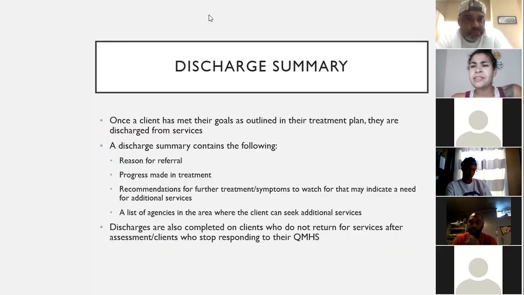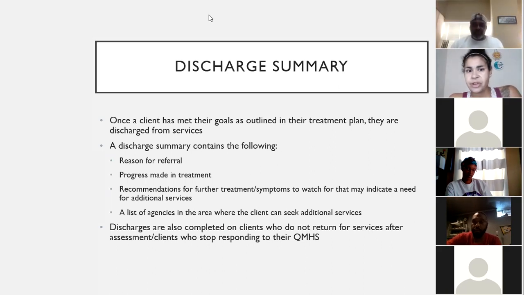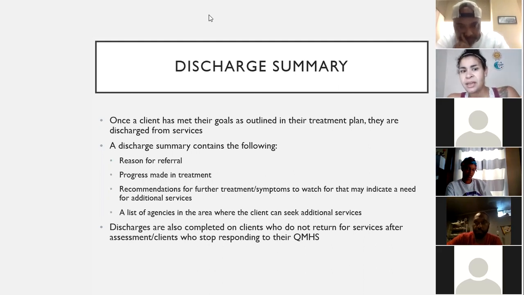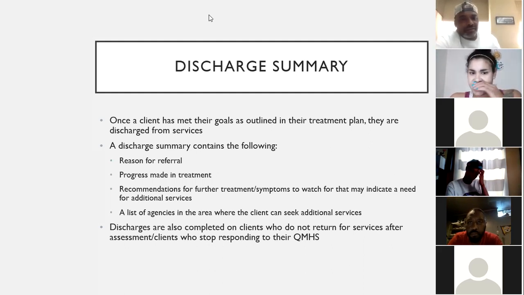As I was saying earlier about the discharge summaries, once a client has met their goals as outlined in the treatment plan, they need to be discharged from services. So a discharge summary is going to have the following: why they were referred for treatment, the progress that they made in treatment or didn't make, any recommendations for further treatment, as well as symptoms that they should be watching out for that might indicate a need for additional services, and then a list of agencies in the area where the client can seek any additional services if they don't want to return to the agency.